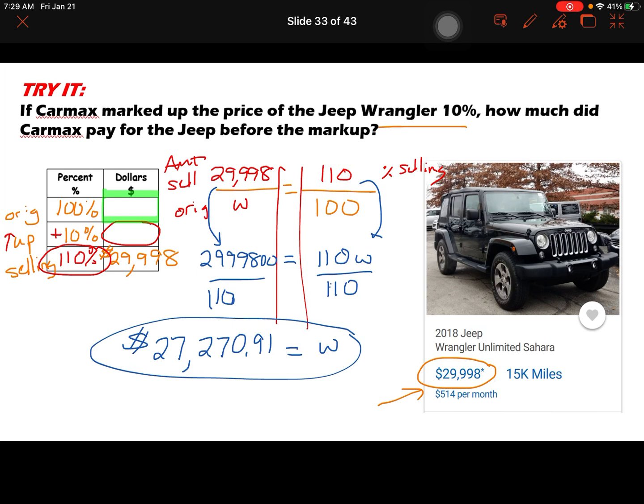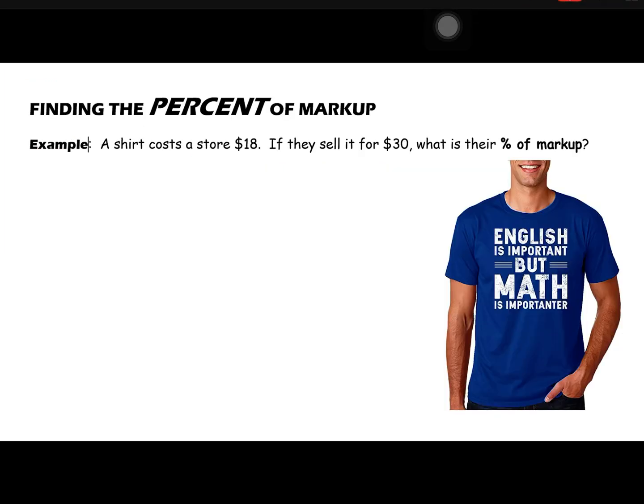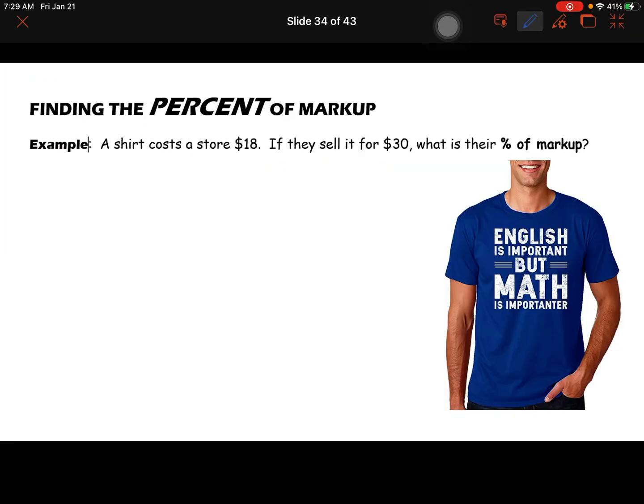All right, the final question, just like yesterday: now we've been missing the A, we've missed the W, and now we're going to be missing the percent once again. So in this case, you're going to buy a shirt at the store that costs $18. They're going to sell it to us for $30. What was the percent of markup?